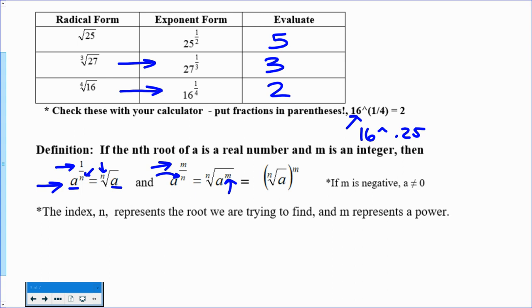And you could write it in either way. You could think of it as I am raising a to that power of m, and then I'm taking the root, or I'm taking the root of a, and then I'm raising it to that power of m. Okay, all of these would be I'm taking the 4th root, raising it to the power of 1, but to the power of 1 isn't going to change anything. I'm taking the cube root, raising it to the power of 1, taking the square root, raising it to the power of 1. Okay? So n is your index, m is the power.